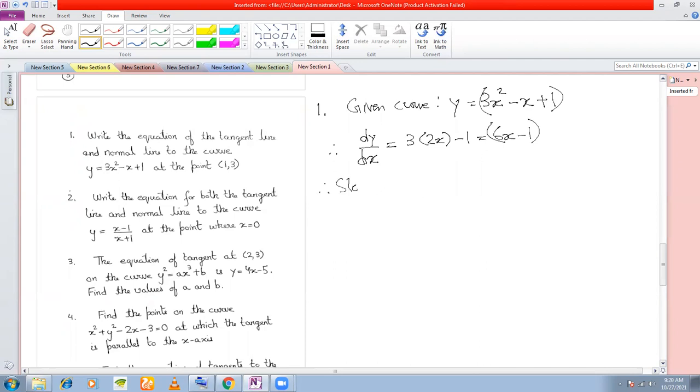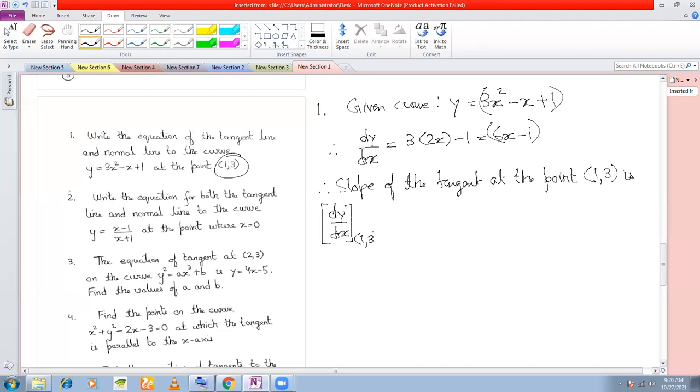Therefore, what should be the slope of the tangent? At what point have they said? They have said at the point (1, 3). Therefore, the slope of the tangent at the point (1, 3) is dy/dx at the point (1, 3). Now, what is dy/dx at the point (1, 3)? The x coordinate here is 1, so you put it in here: 6 into 1 minus 1, which is equal to 5. So you get the slope of the tangent as 5.